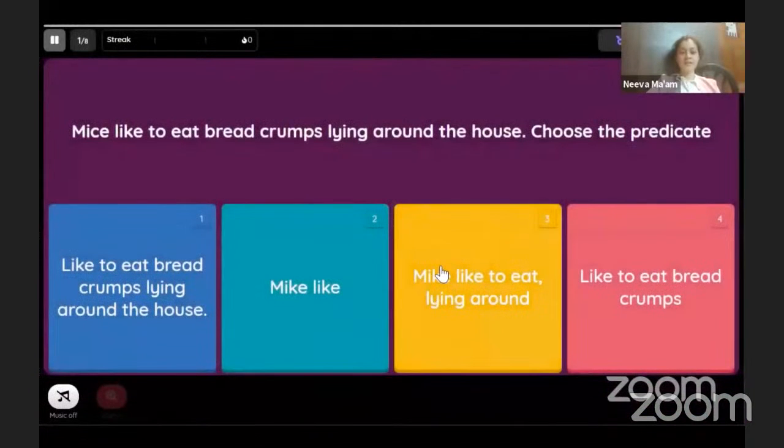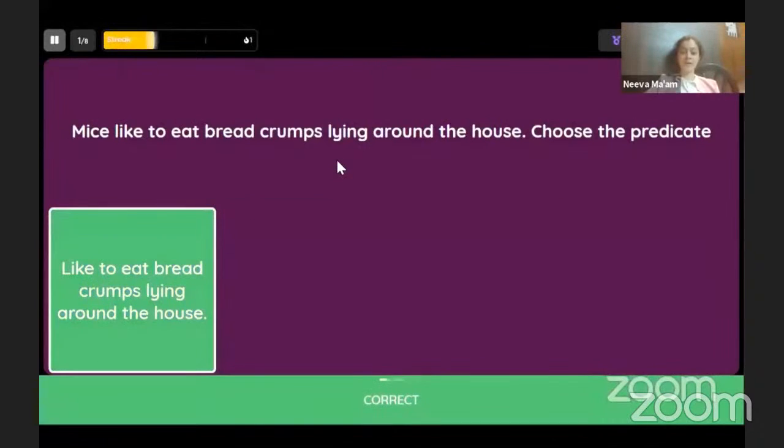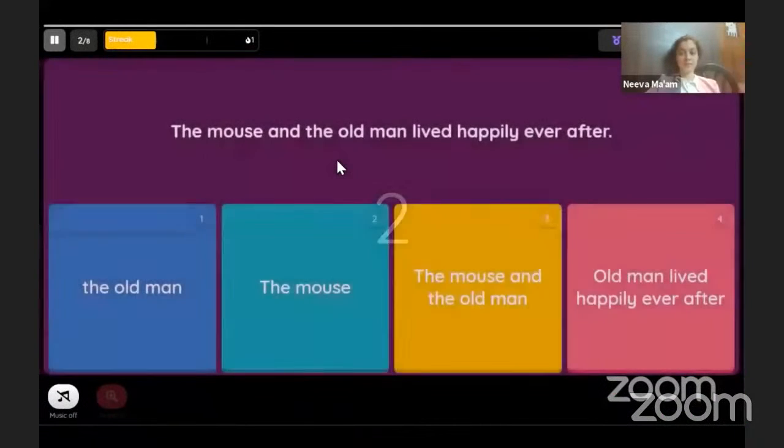Okay. Mice like to eat breadcrumbs lying around the house. Choose the predicate. Like to eat breadcrumbs lying around the house. So it's going to be the part of the sentence which supports the subject, right? So it is like to eat breadcrumbs lying around the house. So the subject is mice, correct? Because we're talking about mice right here.